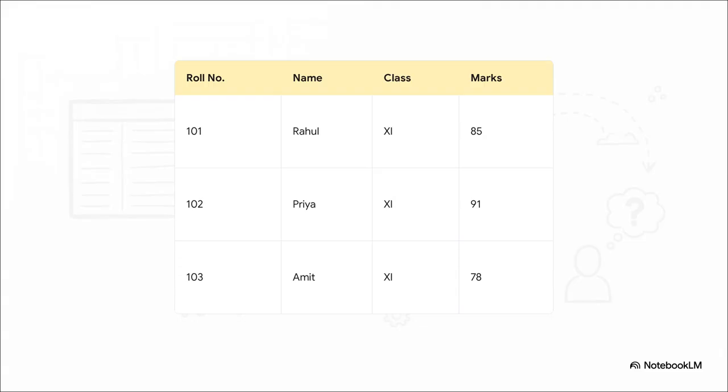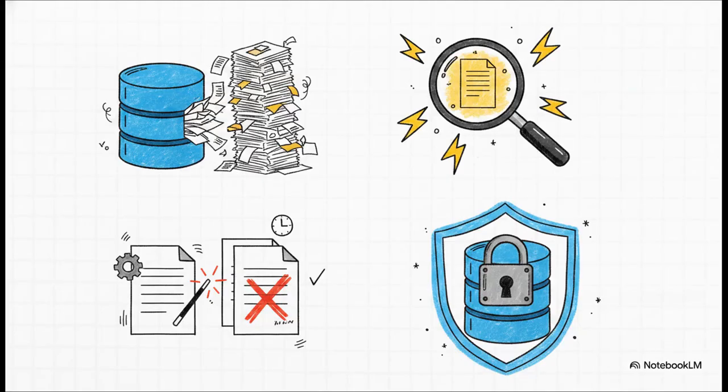Check this out. Our friend Rahul is now perfectly organized right alongside his classmates, Priya and Amit. Because this data is related and structured, a teacher who's looking for, say, who scored a 91 in class 11 can instantly see it was Priya. It brings total, perfect order out of all that chaos. So, you might be wondering, why go through all this trouble? Well, because it solves our initial nightmare. Databases let us store massive amounts of data without taking up any physical space.